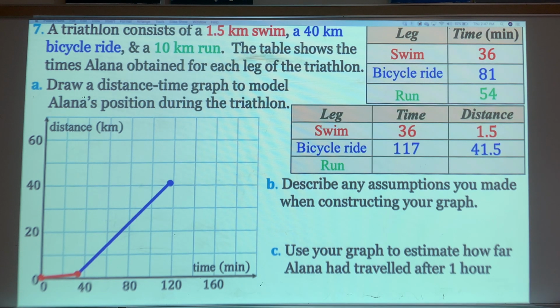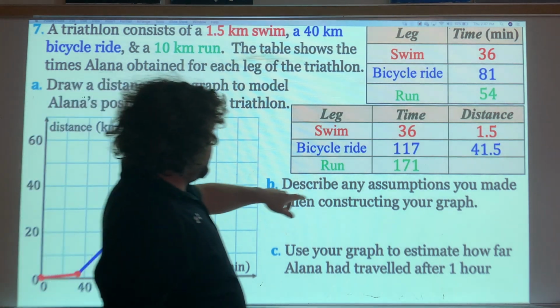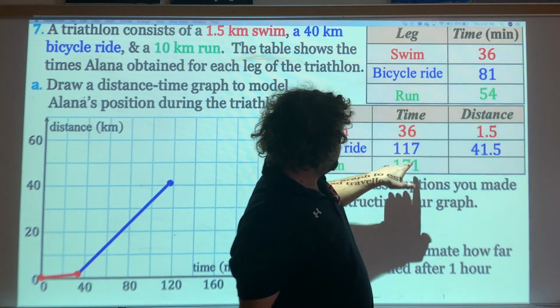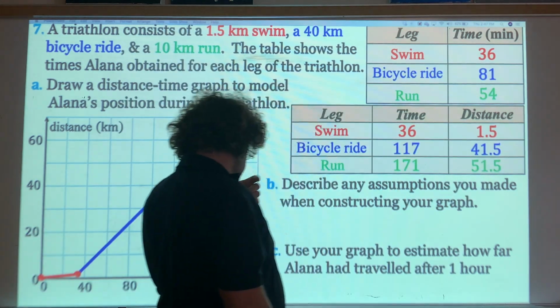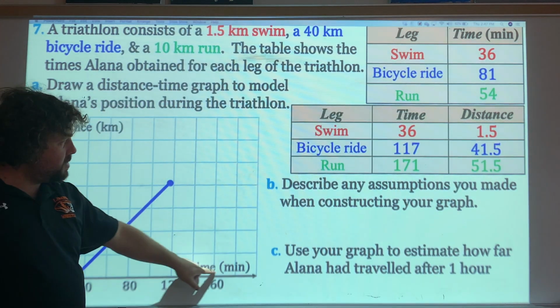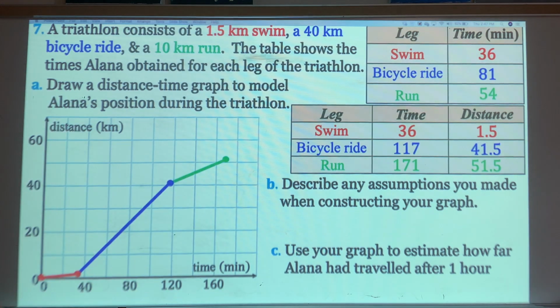Next thing you're doing, you're running. The total time is 171 because you're adding 54 to 117, you get 171. You're going to add 10 to your 41.5, you get 51.5. So you're going to go over 171, up 51.5, and there is the continuation of your graph. All right? Almost there, we're doing good.